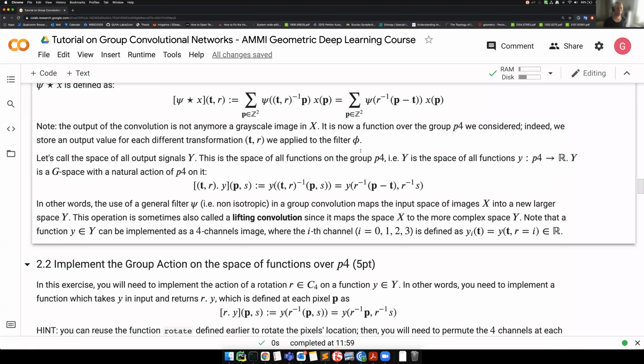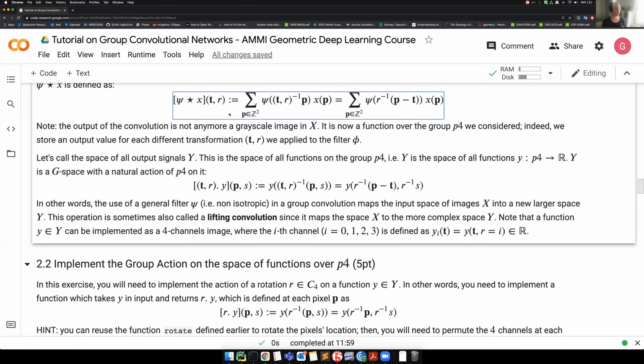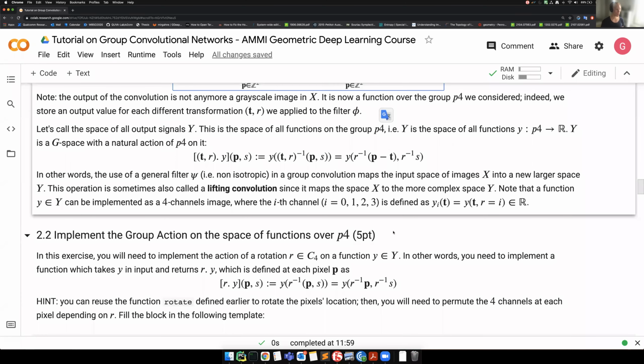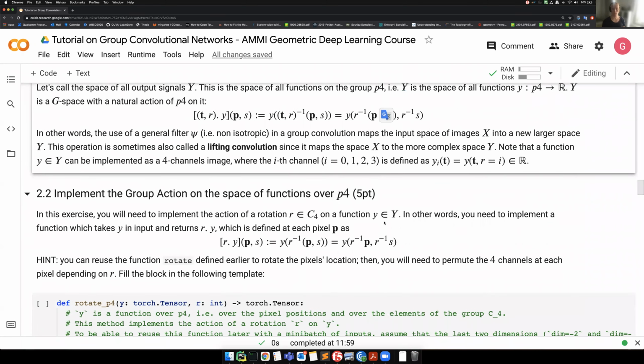Does it make sense for you? You should see that basically this equation is literally like a normal convolution, but you do it 4 times, 1 for each value of r, and each time you do it with a filter which is rotated by r in practice. So this is the concept.